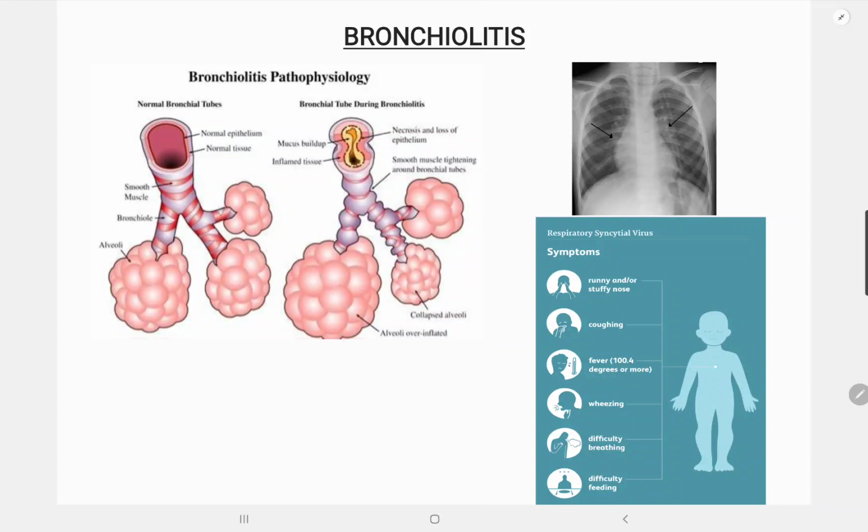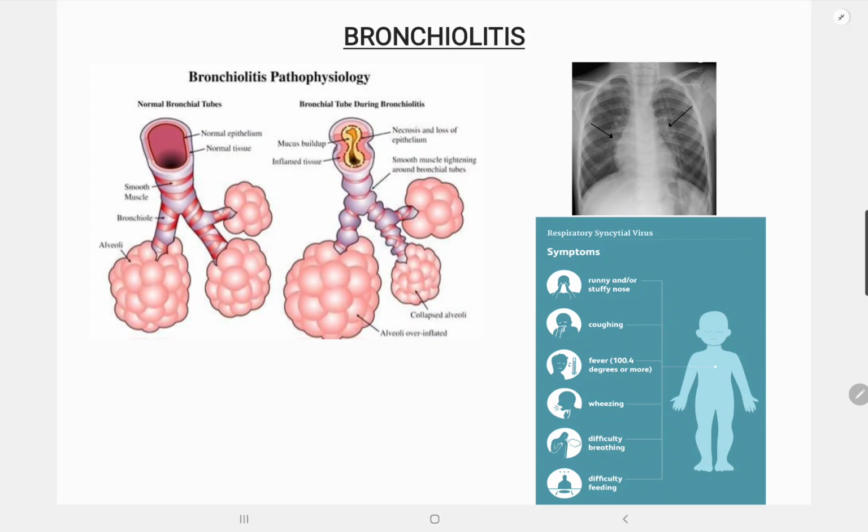Bronchiolitis for medical students. Bronchiolitis is a lower respiratory tract infection that usually occurs during the winters in children under the age of 2. The most common cause is respiratory syncytial virus, RSV, but many other viruses such as rhinovirus and influenza virus can be implicated.